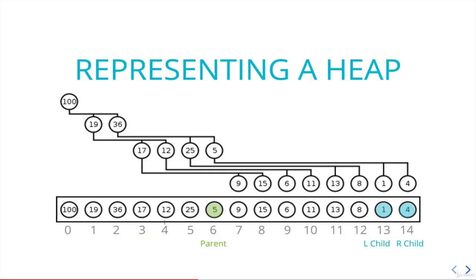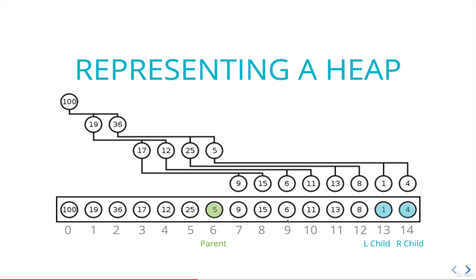Or let's take this index 4, the value of 12. Its children, we multiply 4 by 2, gives us 8, we add 1. So that's going to give us 9 and 10. We add 1, we add 2. 6 and 11, is that correct? Yes. If you follow this line, it's hard. 12's children are 6 and 11.